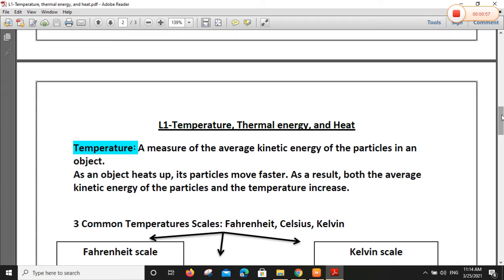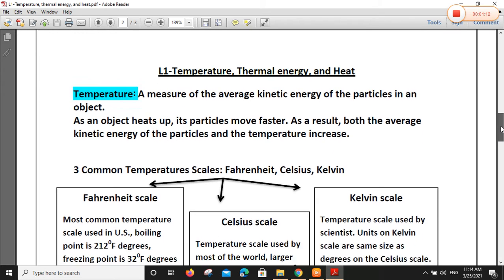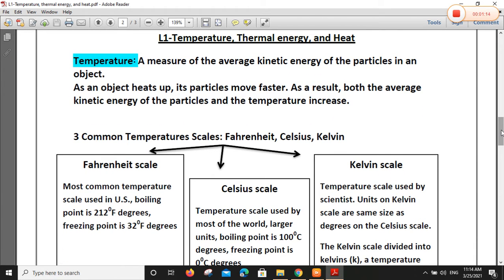Okay, as an object heats up, its particles move faster. As a result, both the average kinetic energy of the particles and the temperature increase. We have a scale to measure temperature. We have three common scales: the Fahrenheit scale, the Celsius scale, and the Kelvin scale.